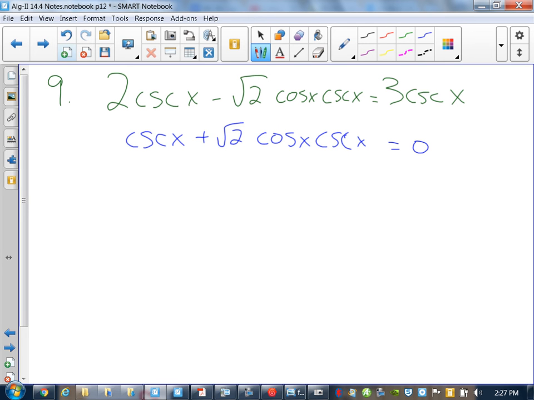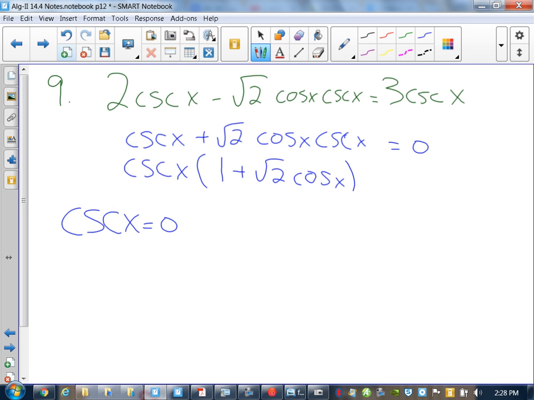So now right away you can factor out the cosecant. We have cosecant x is 0. We have those two terms, which means one of them is cosecant of x equals 0, and the other one is cosine of x equals negative 1 over root 2. Everybody okay with that? Subtract 1 divided by root 2? Sure.